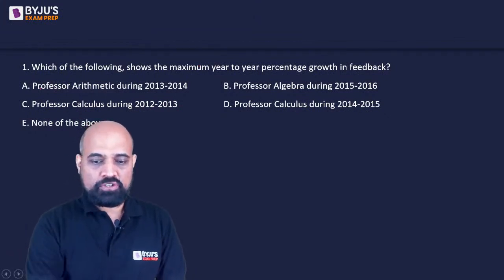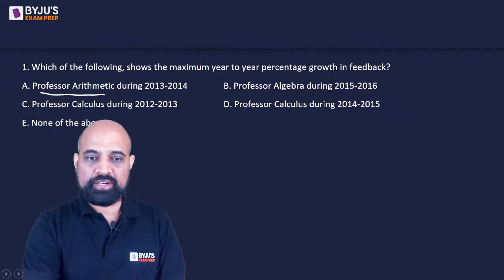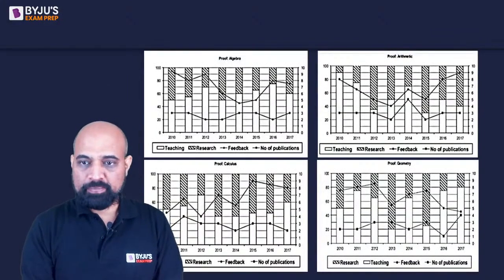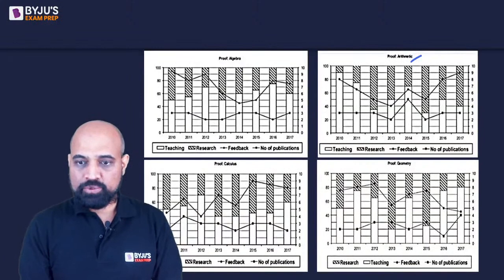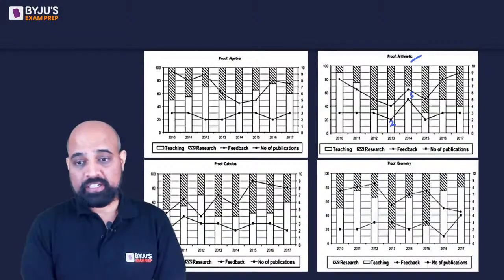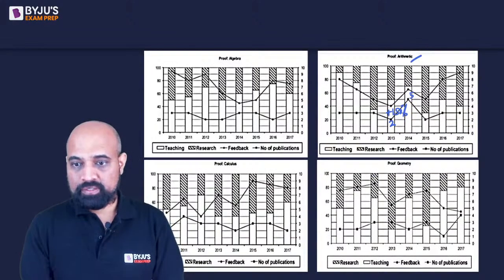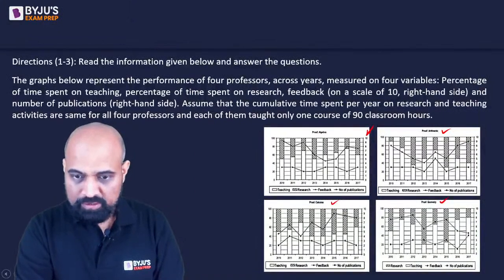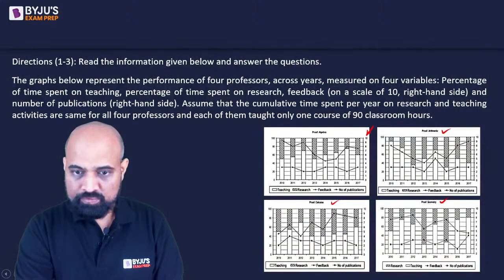The first one talks about Professor Arithmetic during 2013 to 2014. So this is the guy, 2013 to 2014. His feedback was 2 here and his feedback changed to 5. So this is a 150% increase in the feedback score, right? Or do they both show the same symbol? Which one is the feedback?